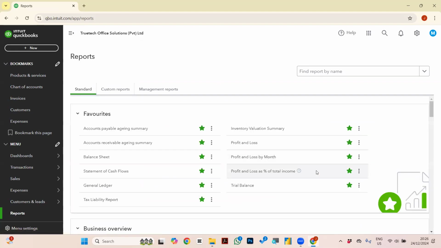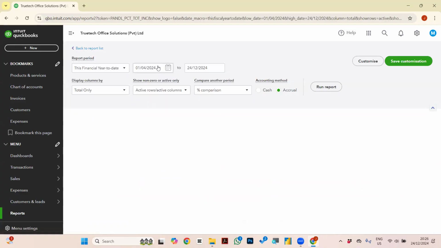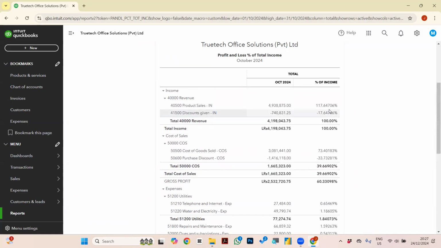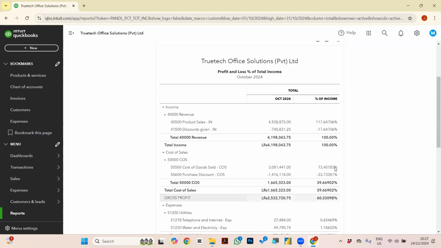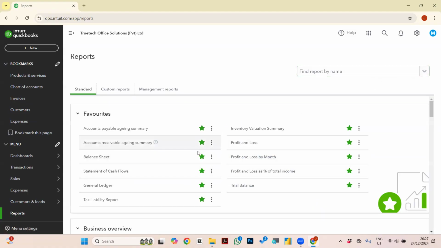And also you can see one more, profit and loss percentage as total. So we can go to 1st of October to 31st October, then we can run the report. You see here, it will show the percentage, what happened. Comparison percentages will be shown here. You can search all these reports from here, but I have only summarized and put the bookmarks here just so that I can understand.